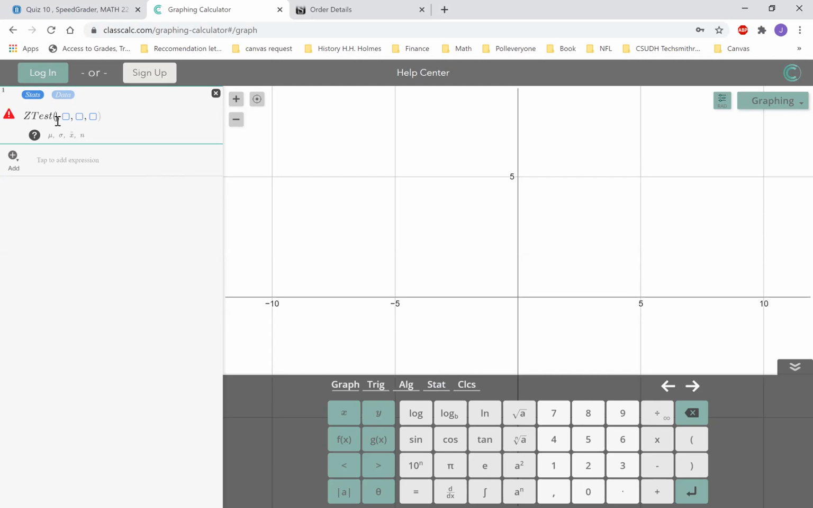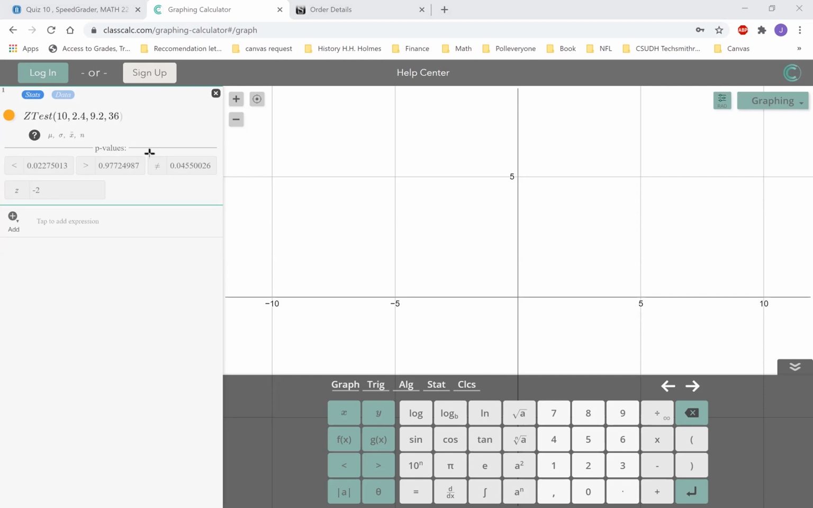So for this one, we'll put mean is 10, standard deviation is 2.4, x bar is equal to 9.2, and lastly, n is 36. All right, so that's what's popping up for me in ClassCal. Any question on how to enter this into ClassCal?